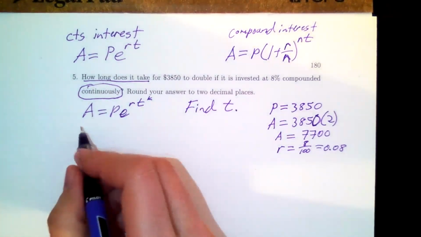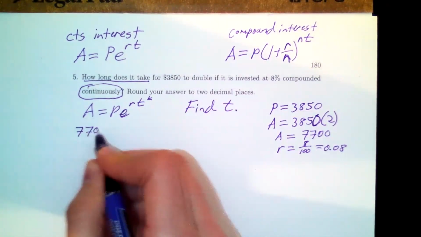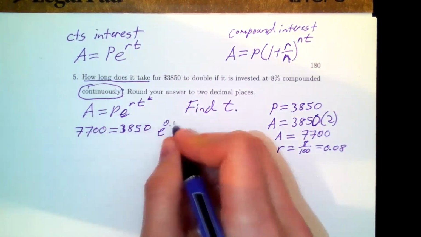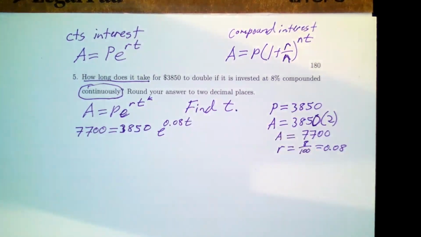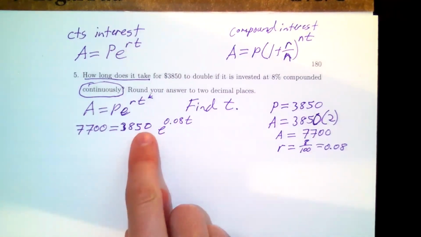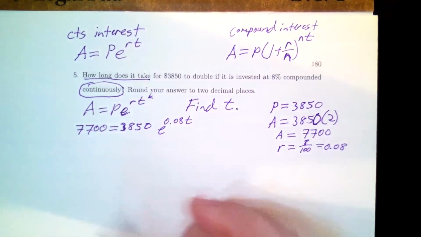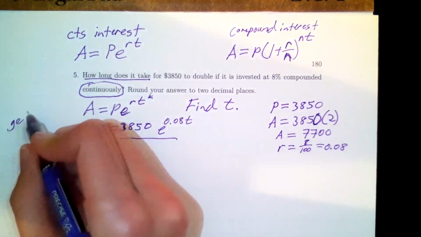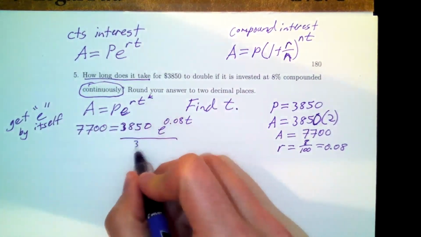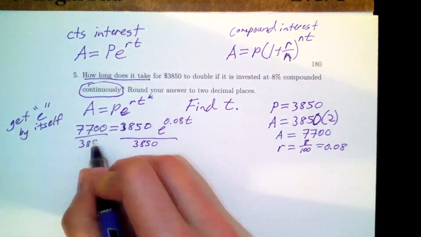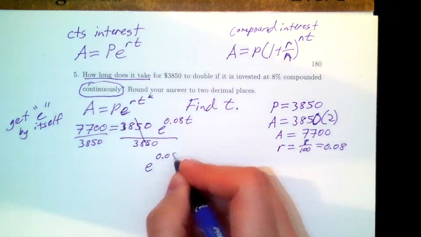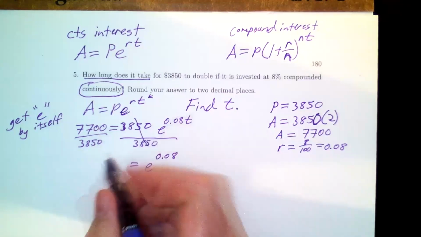Let's bring them over and put them in my formula. 7,700 equals P, which is 3,850, e to the rt. Now I'm supposed to solve for t here. So for this, I'm going to have to rely on some of the solution techniques we just finished talking about. Let's first get this e by itself. That's always the first thing you want to do. If there's a number in front of the e, you need to divide it away before you can do anything else. So 3,850 e divided by 3,850, that cancels, and I'm left with the e on this side. And on this side, 7,700 divided by 3,850 is 2.